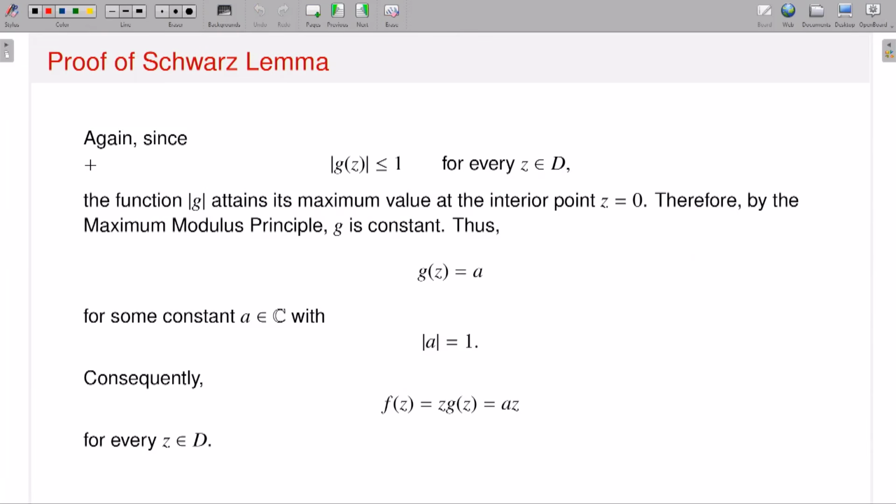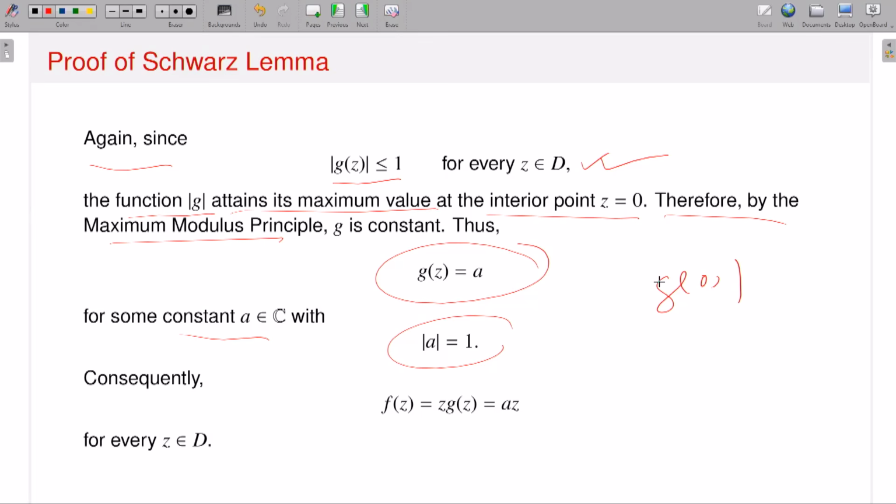Okay, same thing again. Since modulus of g of z is less than or equal to 1 for every z, the function mod g attains its maximum value at the interior point. So by the maximum modulus principle, g is constant. Again g of z is equal to a for some constant. Again, the fact that modulus of g of 0 is 1 gives mod a is 1. So your f of z is equal to z times g of z, and g of z is a. So you have a times z, and modulus of a is equal to 1.